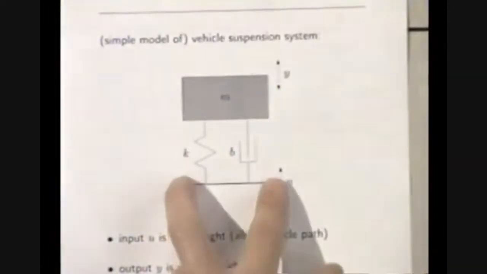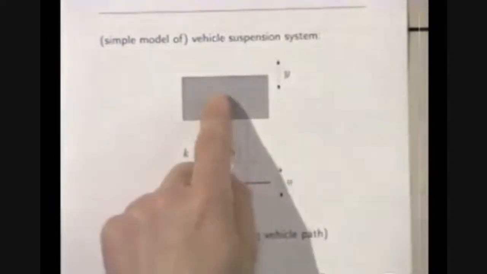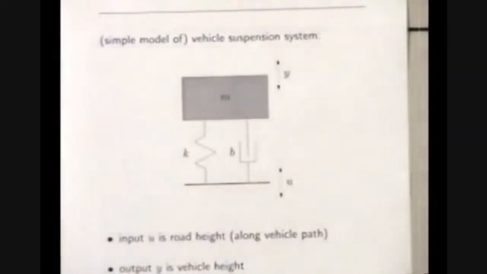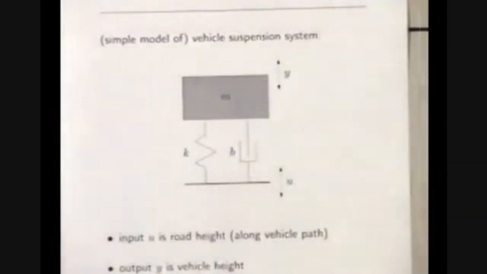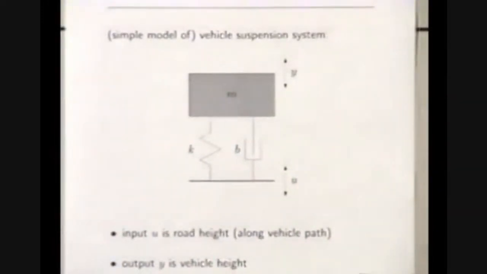If I move you up and down very slowly and very smoothly, what will y do in response to you? It will follow you. Okay? On the other hand, if I wiggle you extremely quickly, what will y do? It'll wiggle a lot or less? A lot less. Okay, that's the whole idea. In fact, that's the whole idea of a suspension system, right?